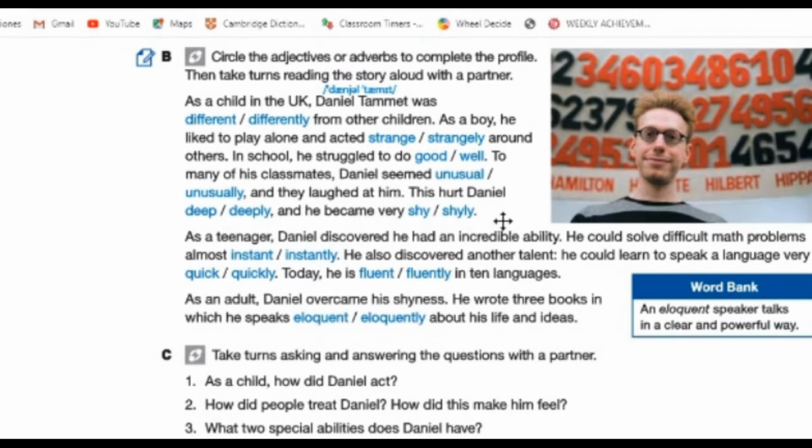And she became very shy or very shyly? What do you have? Became. Shy. Yeah, shy. She became very shy, ¿no? Él llegó a ser muy tímido, o puedes decir, él llegó a ser muy tímidamente. No. So you have here, he became very shy. Became or become is a stative verb.